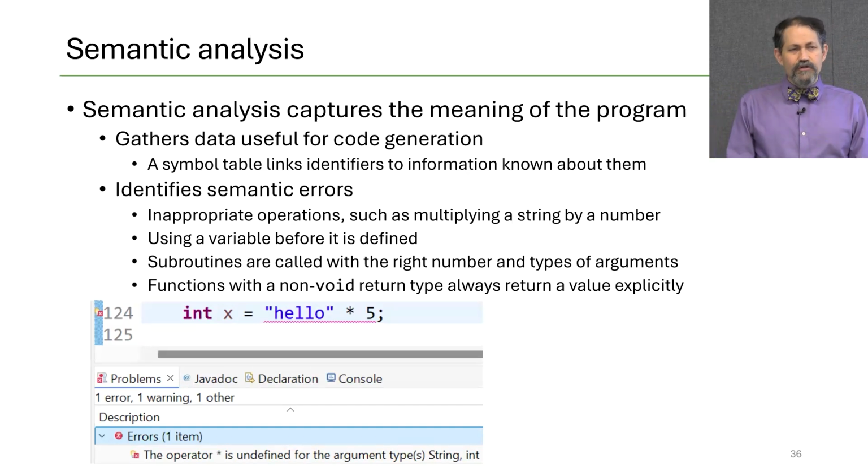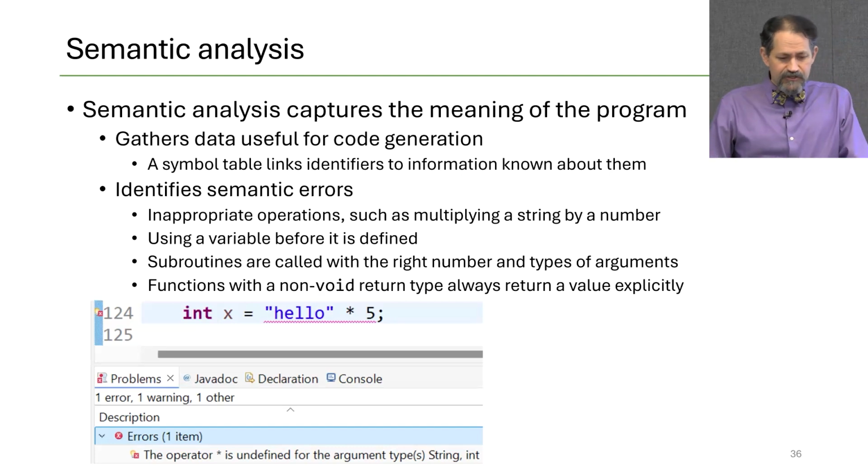The semantic analysis will identify semantic errors as well. Some of those might be inappropriate operations. For example, in the diagram shown, we have Eclipse telling us about an error in Java where we have multiplied the string hello by 5, which of course doesn't make any sense.